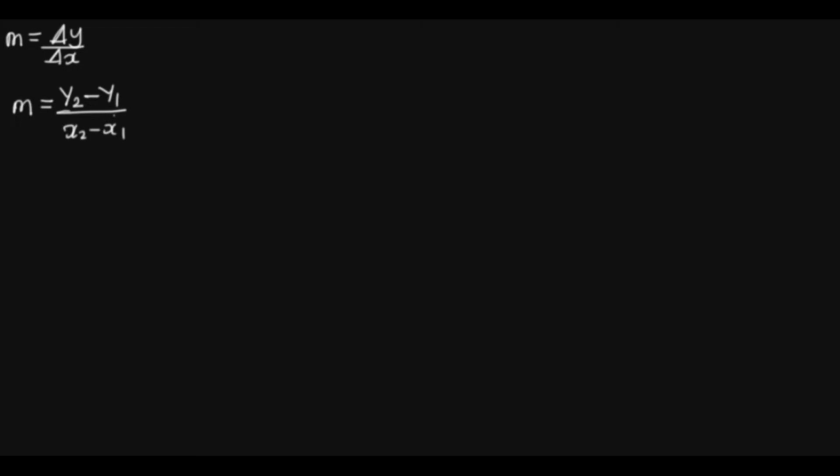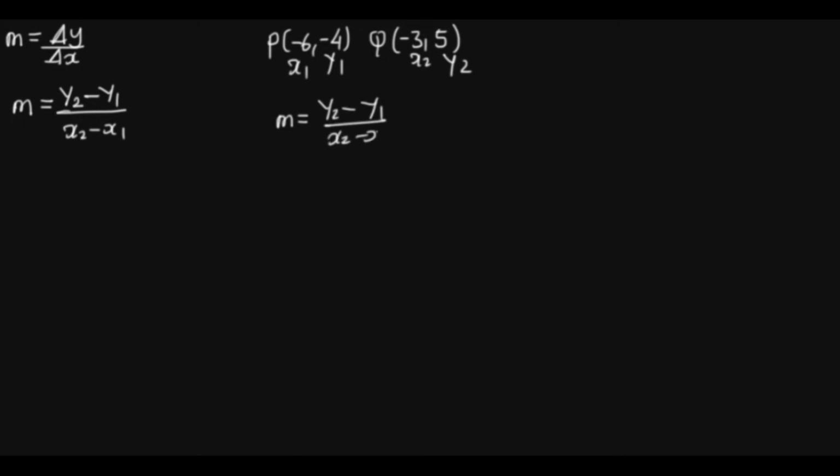So let's find the gradient between points P and Q. Let's say we have P with coordinates negative 6, negative 4. Our Q has coordinates negative 3, 5. So here we have x1, x2, y1, y2. Now the formula is gradient is equal to y2 minus y1 over x2 minus x1.